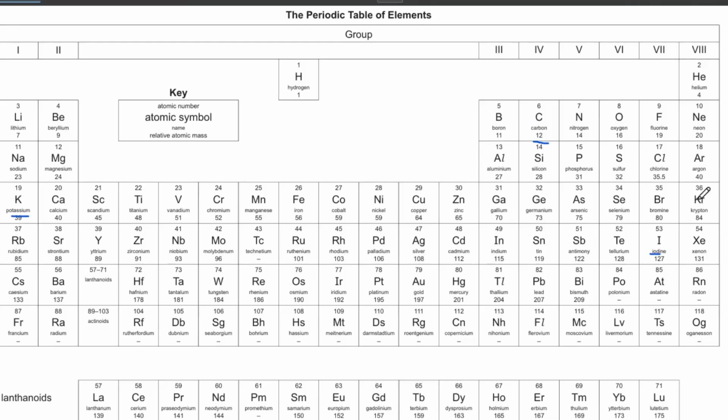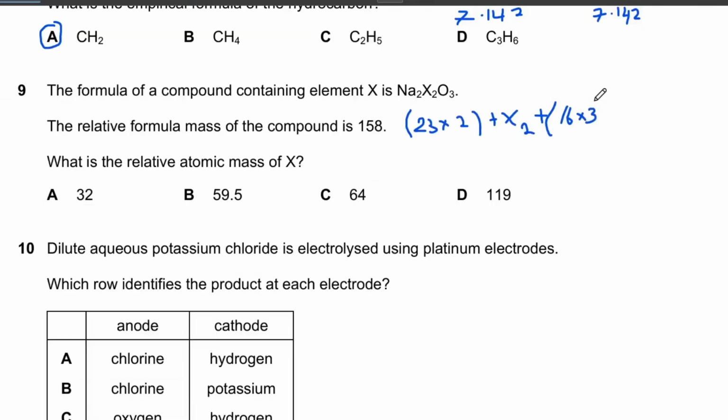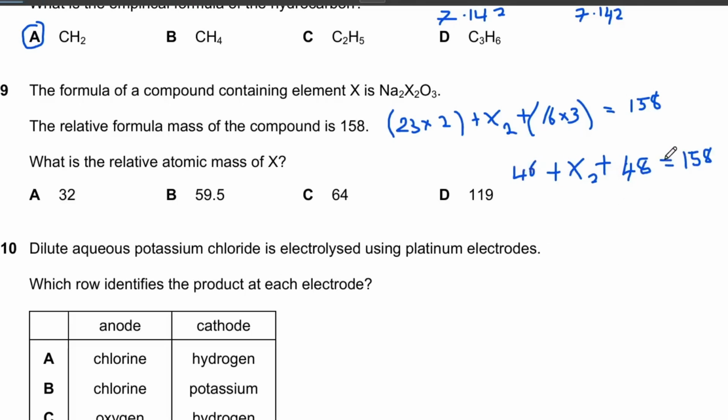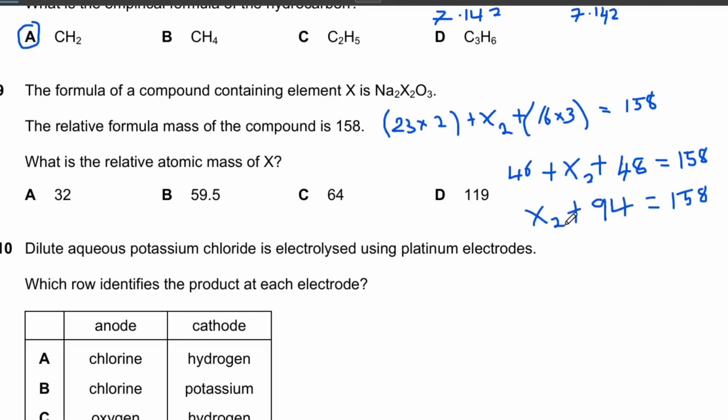Oxygen, the relative atomic mass of oxygen is 16. It's going to be 16 times 3 since we have 3 oxygen here. Everything now will be equal to 158. So this will now be equal to 23 multiplied by 2, 46, plus X2 plus 16 multiplied by 3, that's 48. Everything will be equal to 158. Now we'll collect like terms, so we add 46 plus 48, which is 94. Next, 94 will cross the equal sign, return to minus, so it's going to be 158 minus 94.